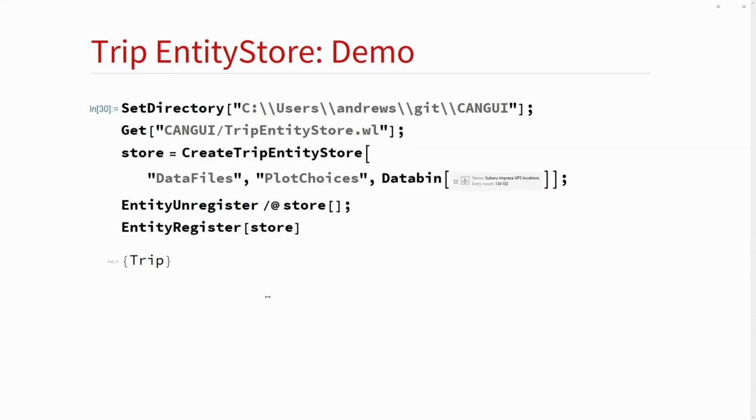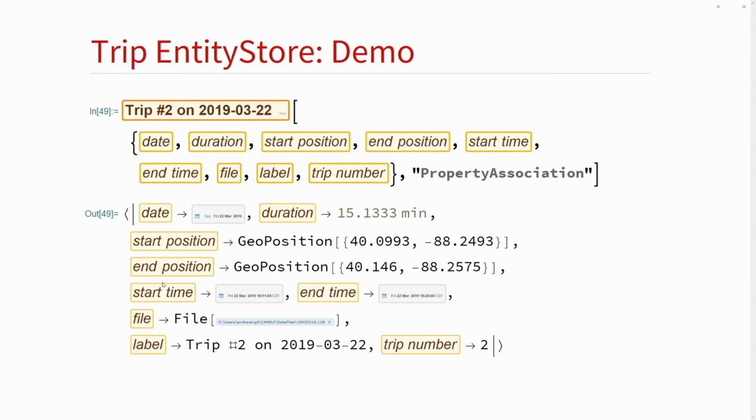I won't run it here because it takes a minute, but this is basically the code right here. It takes a directory where I have all 20 gigabytes of data, a directory that has the plot choices, as I call them, which is all the stuff I found in the CAN GUI, and then a data bin where I've been dumping my GPS position every 10 seconds when I'm connected to the Bluetooth in my car. More on that later. But again, I've registered it, and now I've got this nice trip entity type loaded in.